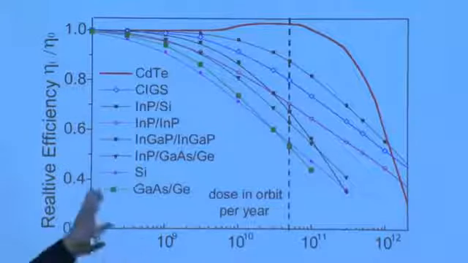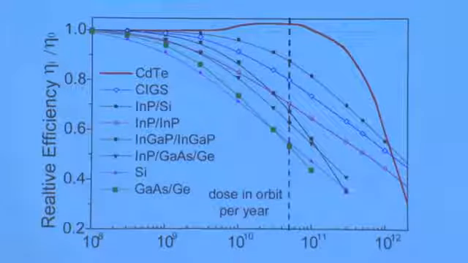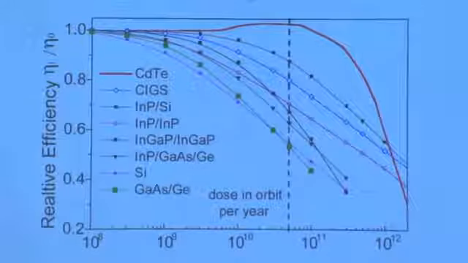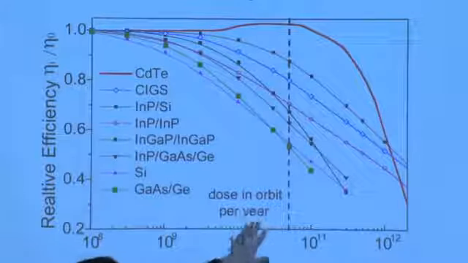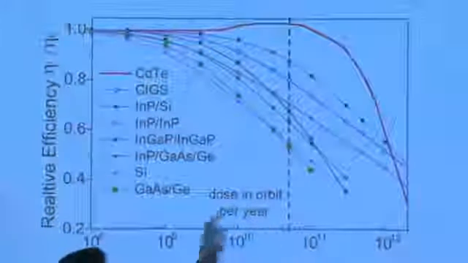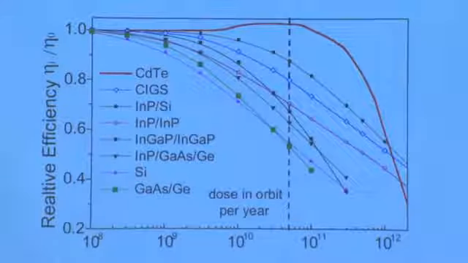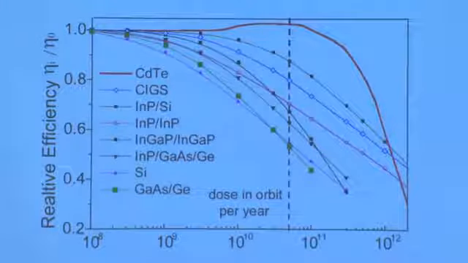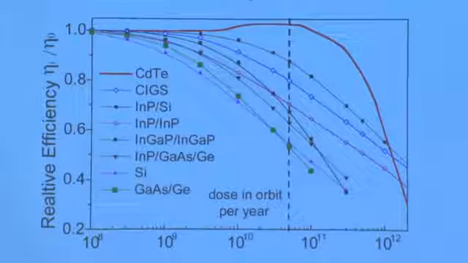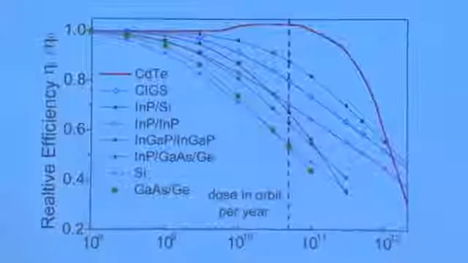We can see that different material systems have different degrees of radiation hardness. Some maintain their high efficiency until very high radiation dose, and others degrade much quicker. And look at this. This is a dose in orbit per year, right around there. You can already begin to see that some of our most common compounds are not doing too well out there, not doing too well in outer space. The gallium arsenide is actually on the bottom.